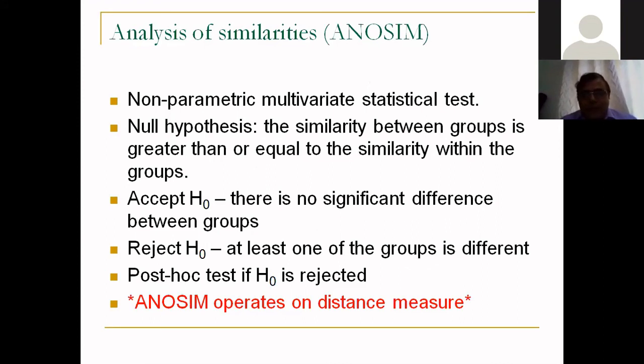ANOSIM also works on a very similar concept. It is a non-parametric method again, and the null hypothesis is that the similarity between groups is greater than or equal to the similarity within the group. So if between-group similarity is the same as within-group similarity, then the groups are the same. If the within-group similarity is low and between-group similarity is very high, then the groups are different from each other.